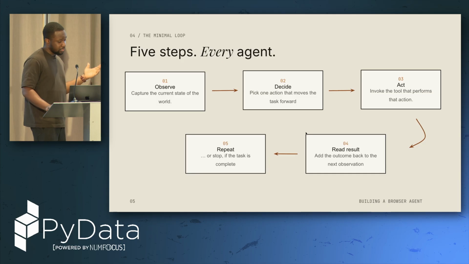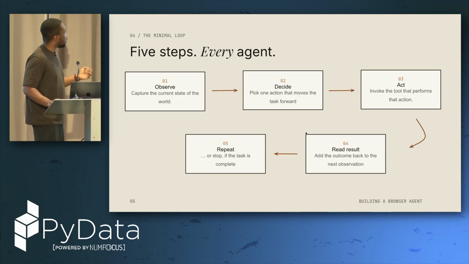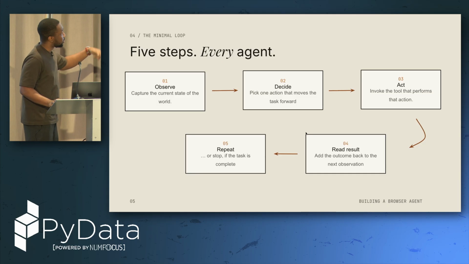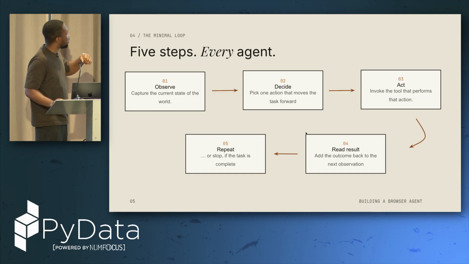And every agent follows a couple of steps. It observes the world around it, in our case today, the web browser. It decides what to do based off of what the user needs and the tools available to it. And then it acts by calling those tools. It reads the results of the tool call, and then it repeats this process until the particular task is completed.